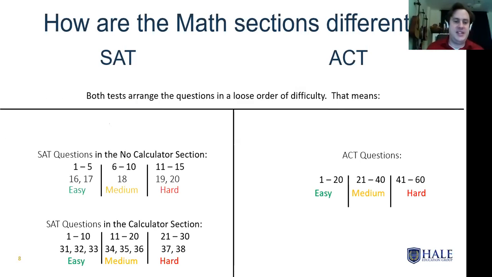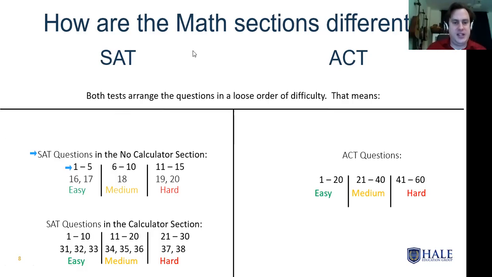Both the SAT and the ACT arrange their questions in a loose order of difficulty. And you can see what that means here. I've illustrated that. Take the SAT no calculator section here. You'll see that questions 1 through 15 are your multiple choice questions. And they start out easy, and they get hard.